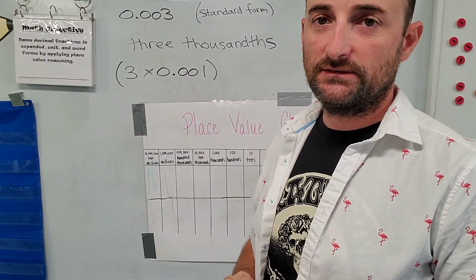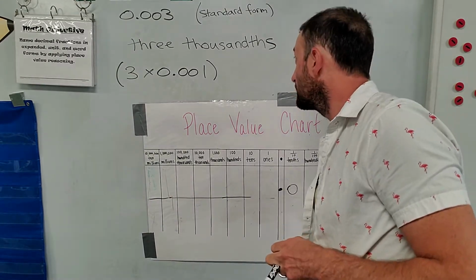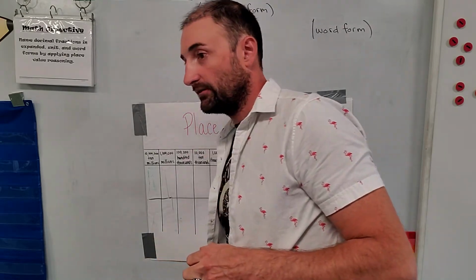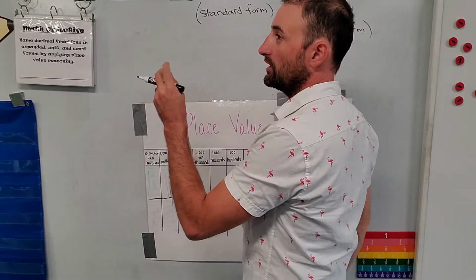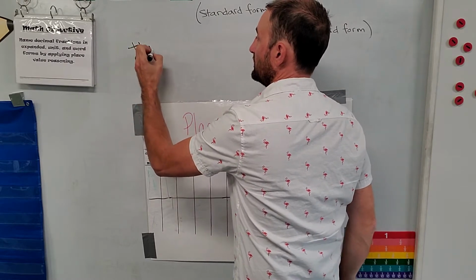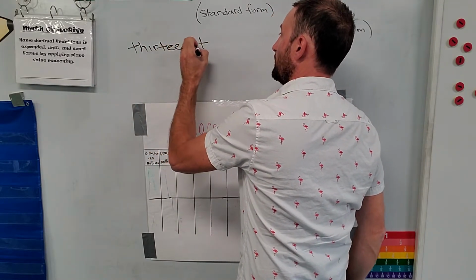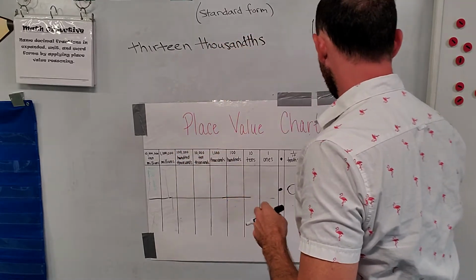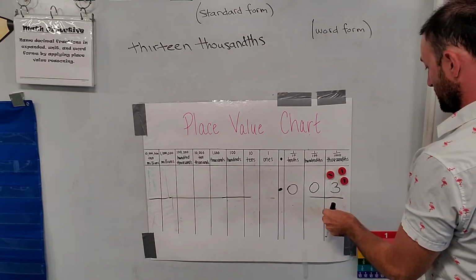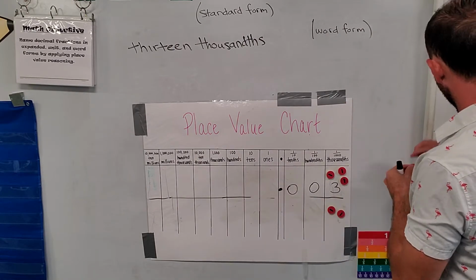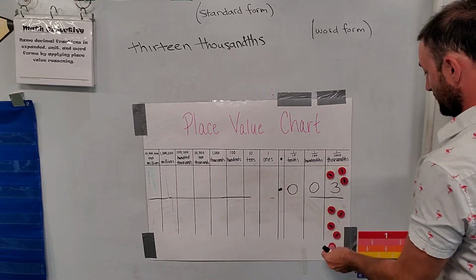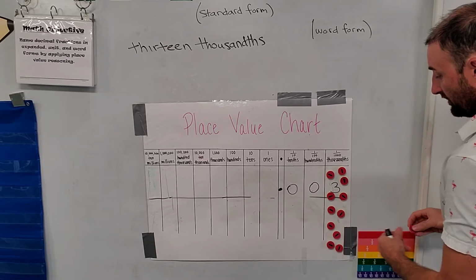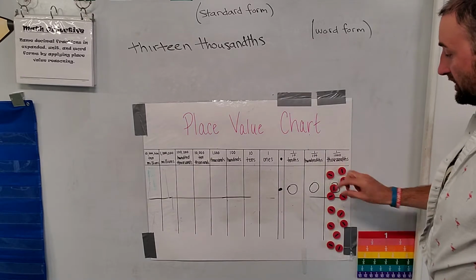Let's try 13 thousandths. So 13 thousandths is going to be a little different because I can hear there's going to be two non-zero digits in there. 13 thousandths. All right, what does that mean for me? 13 thousandths. I can put 13 in here. 1, 2, 3, 4, 5, 6, 7, 8, 9, 10. It's getting crowded. 11, 12, 13.